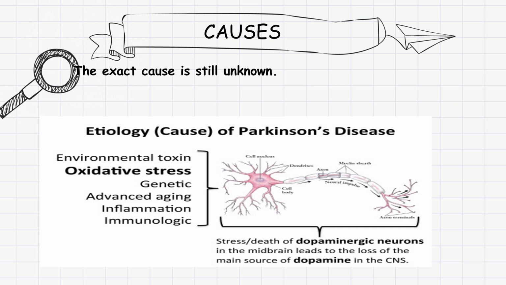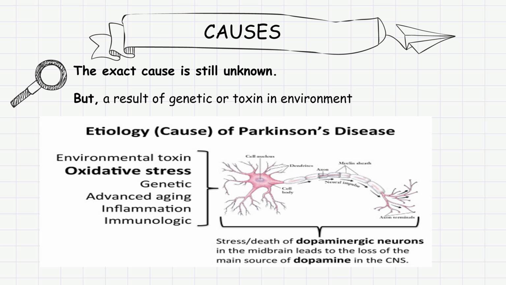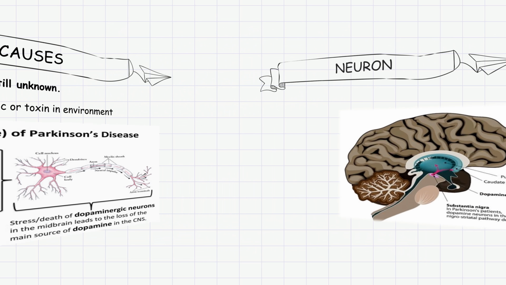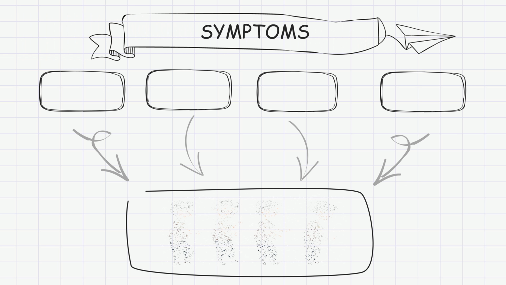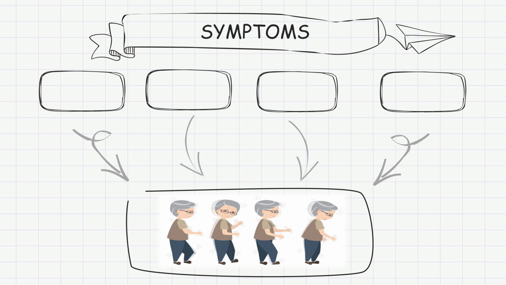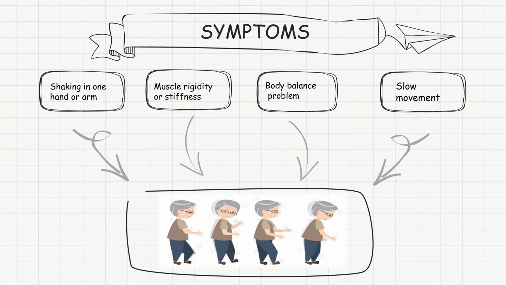The cause of Parkinson's disease is still unknown, but it is associated with environmental toxins, oxidative stress, genetics, advanced aging, inflammation, and immunological factors. Once again, the responsible neuron is the substantia nigra that releases dopamine from the midbrain. Symptoms of Parkinson's disease are shaking in the hand or arm, muscle rigidity or stiffness, problems with body balance, and slow movement.